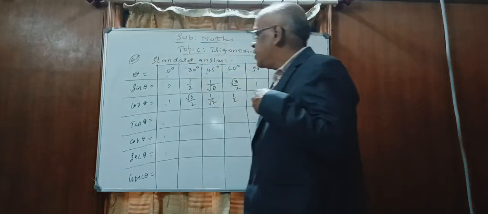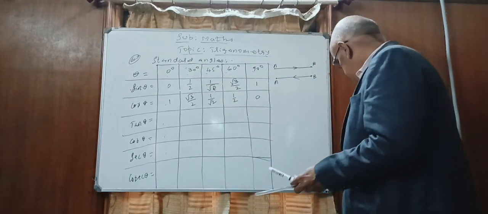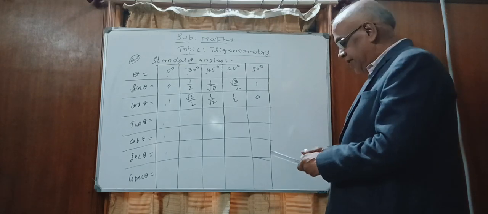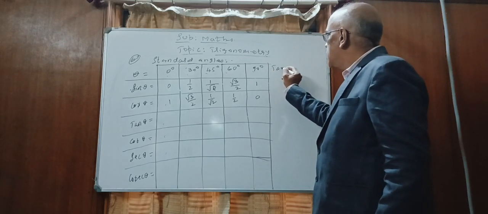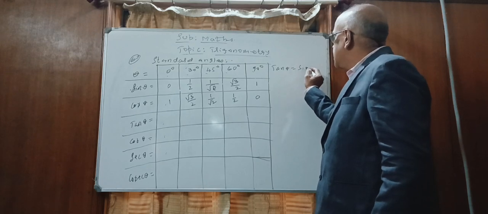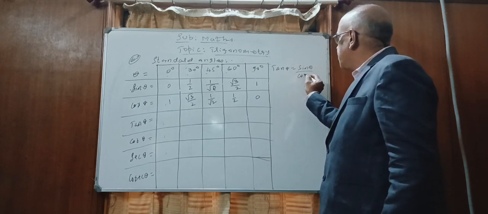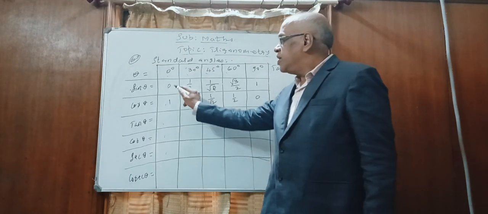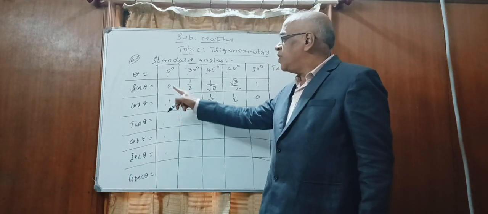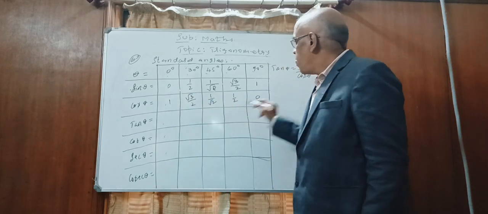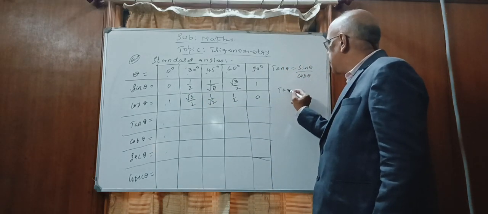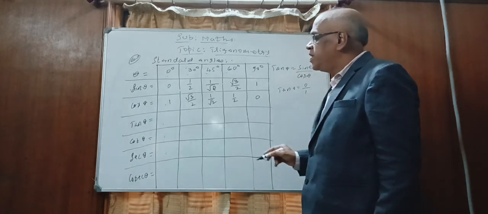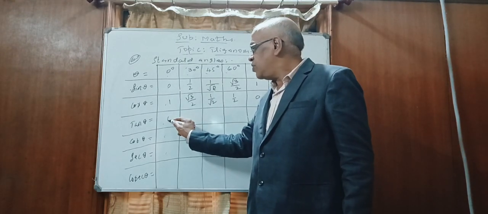Now, come back to the tan. Already, I taught you quotient ratios. What is tan? Sin by cos. What is tan theta? Sin theta by cos theta, isn't it? Now, I want tan 0. What is tan 0? Sin 0 by cos 0. Sin 0 is 0 and cos 0 is 1. So tan 0 is 0 by 1. Anything divided by 0 by anything is 0.